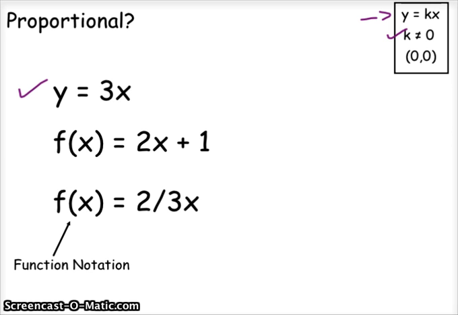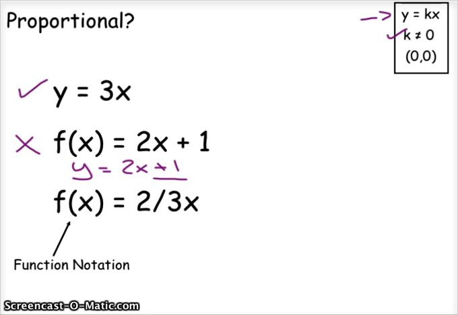So this one is proportional. The second one I put in function notation. So f of x is equal to 2x plus 1. Remember, this f of x is the exact same thing as y. We're just using a different notation. So this is the same thing as saying y equals 2x plus 1. But you'll notice there that this plus 1 at the end is not in that y equals kx, and so this is not proportional. Our last example here, f of x equals 2/3 x.